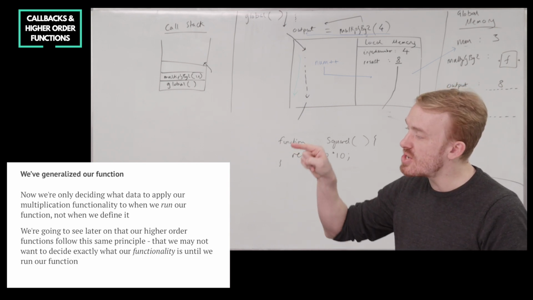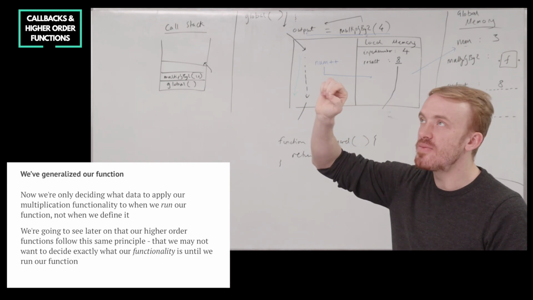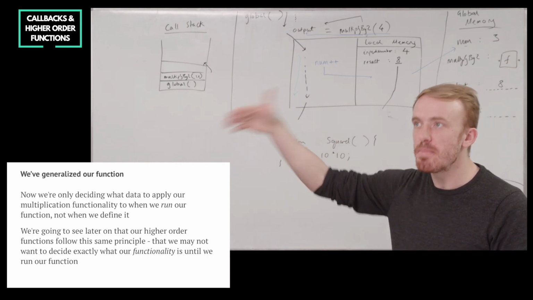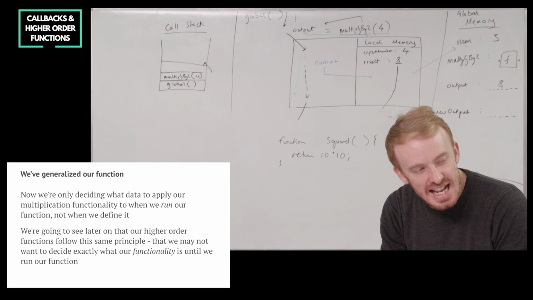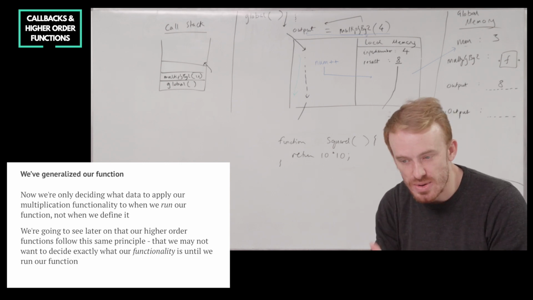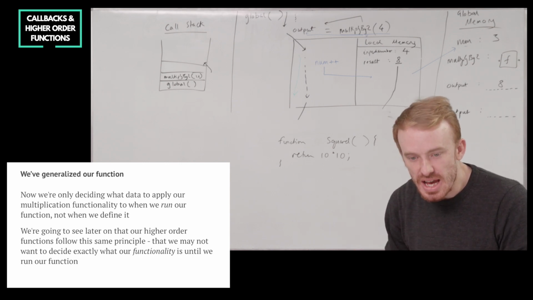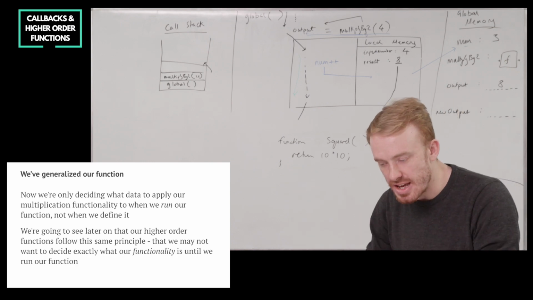analogously, of why we have our higher order functions. It may turn out there's not just some data, some number, we don't want to determine until we run the function, but actually there may even be some functionality we don't want to be specific on until we end up running the function.